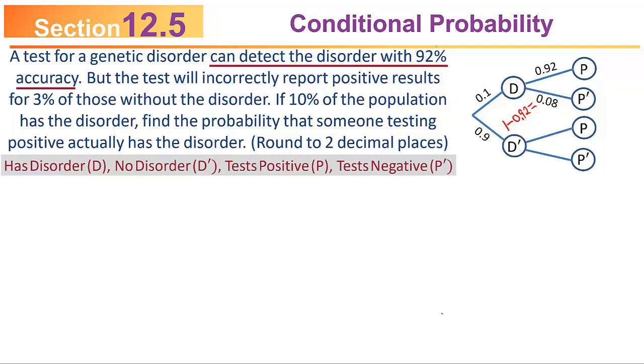You hope to get that number smaller because you don't want to tell somebody they don't have the disease if they do. But in any case, in this particular situation, that happens 8% of the time.